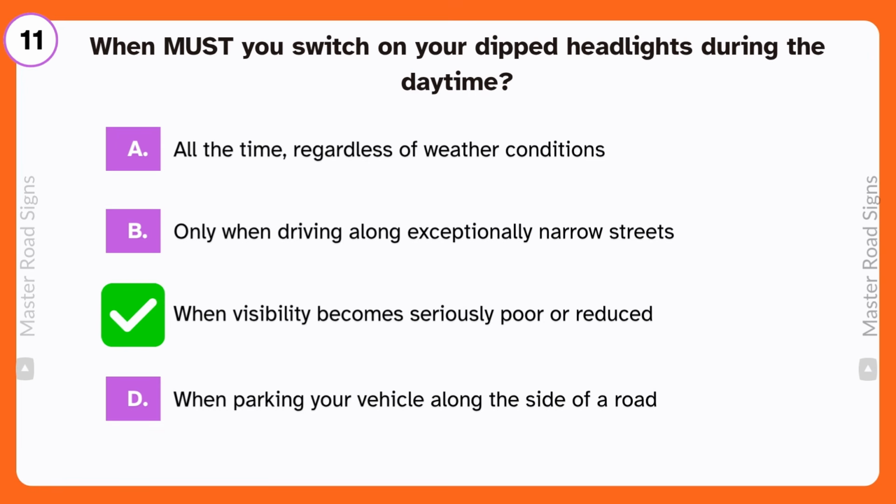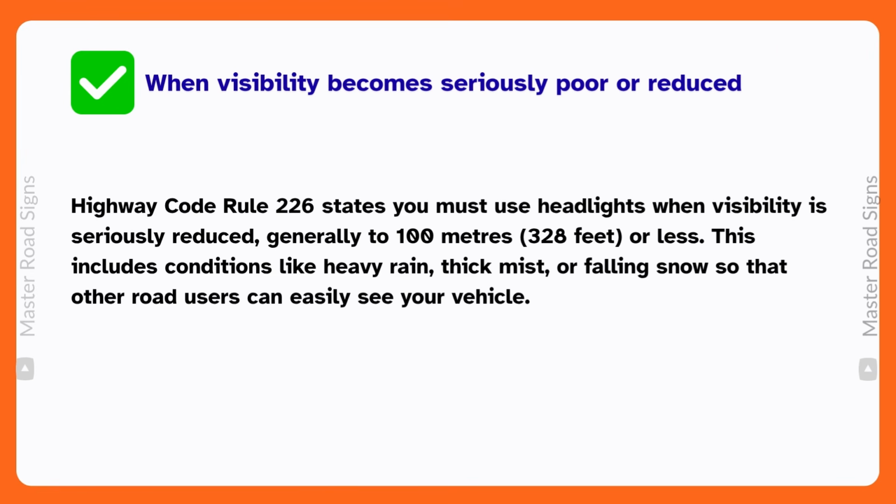Correct answer is option C. When visibility becomes seriously poor or reduced. Highway Code Rule 226 states you must use headlights when visibility is seriously reduced, generally to 100 metres, 328 feet or less. This includes conditions like heavy rain, thick mist, or falling snow, so that other road users can easily see your vehicle.